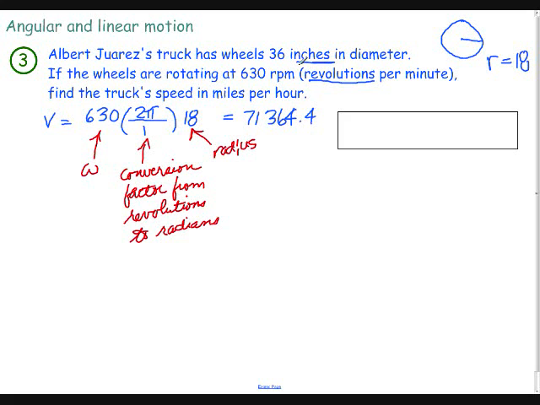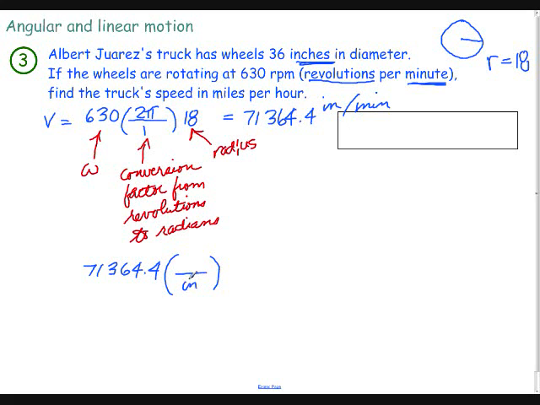I'm working in inches and minutes. So that's inches per minute. That's not what we want to know. We want to know miles per hour. So I need some more conversion factors here, don't I? So we'll take what we have and we'll put in the proper conversion factors. We want to go from inches to miles, and I'm going to do that in 2 steps.